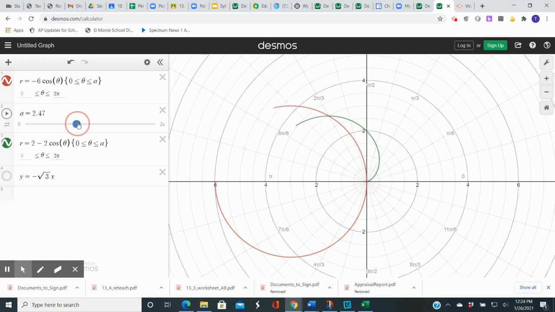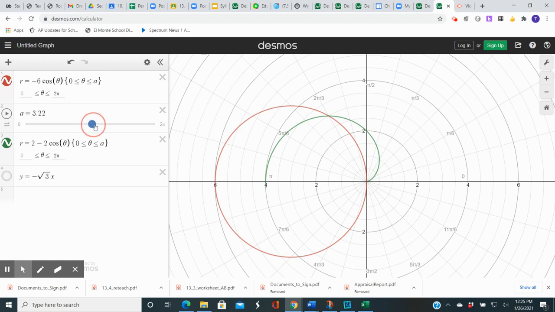And as I continue to increase theta, going to theta is equal to pi, you can see that the cardioid has a point here at (4, pi), because when theta is pi, cosine of pi is negative 1, 2 times negative 1 is negative 2, and 2 minus negative 2 is 4. So we have the point (4, pi) on the cardioid when theta is equal to pi. And on the circle, when theta is equal to pi, cosine of pi is negative 1, and negative 6 times negative 1 is positive 6. So you have this point on the circle 6 units away from the pole on the terminal side of the angle pi radians.